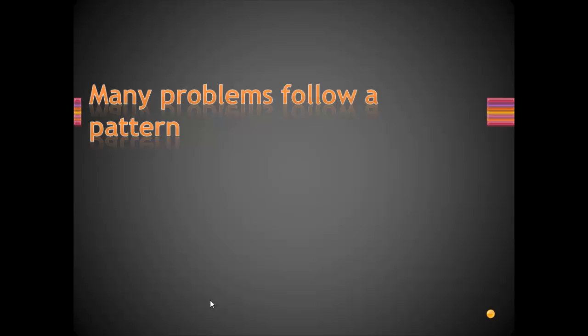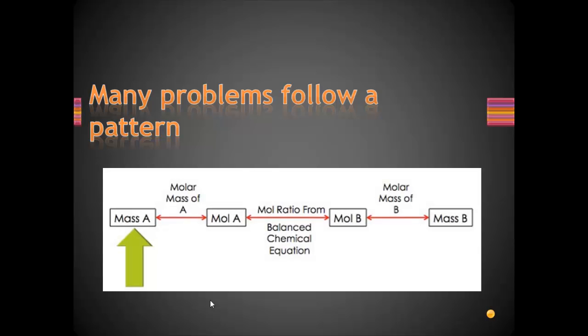There's a pattern that a lot of these problems follow, and here it is. Generally, you will start with the mass of one compound, or grams of a compound. You'll use its molar mass from the periodic table to convert that to moles. Once you have moles, you're going to use the mole ratio. That's the coefficients and the ratio from the balanced equation. You convert to moles of a different chemical, and once you have moles of that chemical, you use its molar mass to convert back to grams. So a lot of times chemists refer to this as grams to moles to moles to grams, or a mass-mass problem.